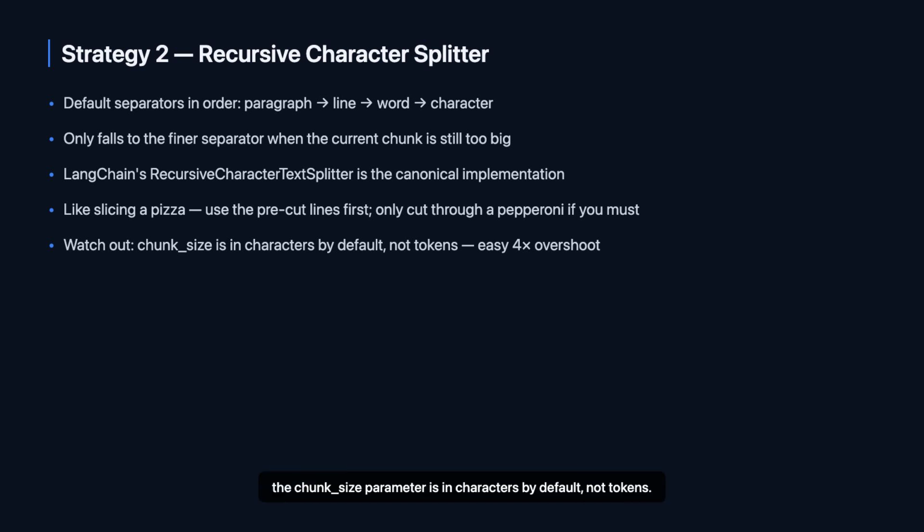One detail catches almost everyone. The chunk_size parameter is in characters by default, not tokens. Set it to 2000 expecting 2000 tokens, and you've actually built chunks 4 times too large, which then truncates silently on the embedding side.